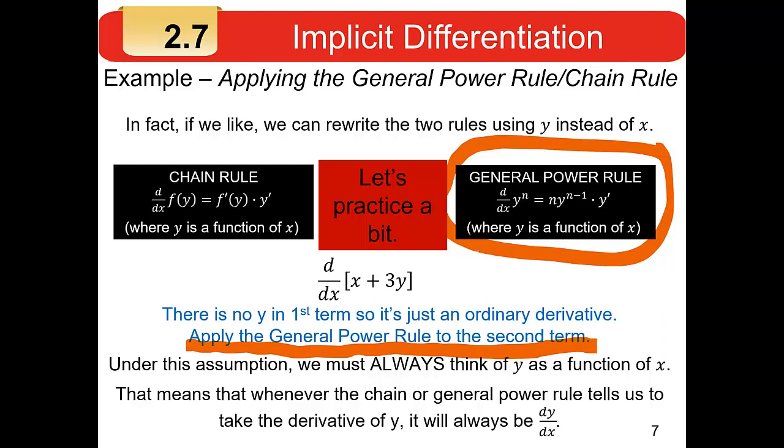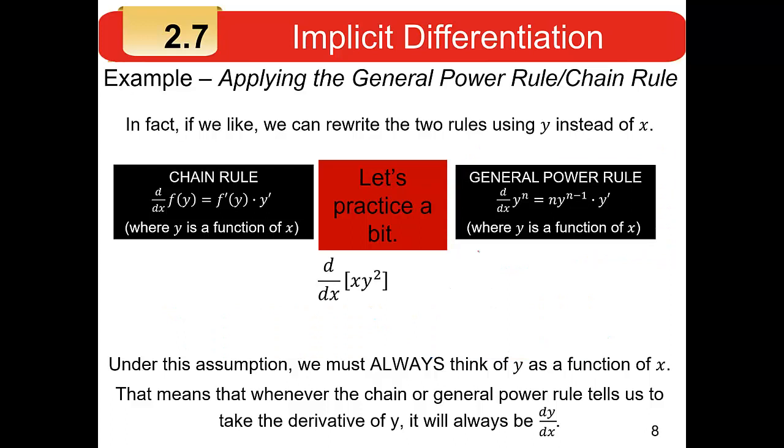So the derivative of x is just the ordinary derivative. The derivative of x is 1. The derivative of 3y is just 3 times the derivative of y, which is dy over dx, or y prime if you'd rather. This is not difficult if you understand the idea that I'm trying to get across, that you always have to treat y as a function of x.